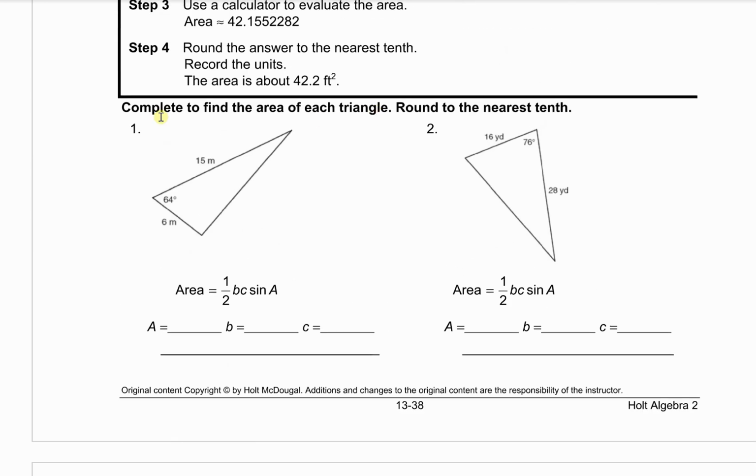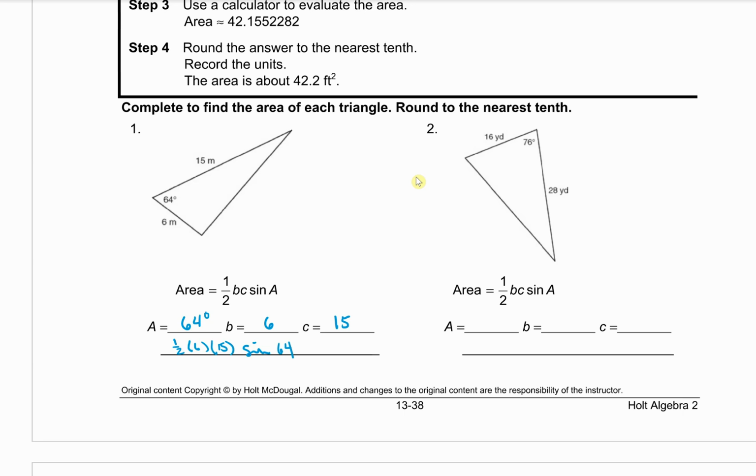If I want to do this here, look at, I've got an included angle and I've got two sides. So let's see, angle A is 64 degrees. Side B, doesn't really matter, we'll call that one 6. Side C, 15. Plug them in. 1/2 times 6 times 15 times the sine of 64. And I would use my calculator. You can just do 0.5 times 6 times 15 times sine of 64.